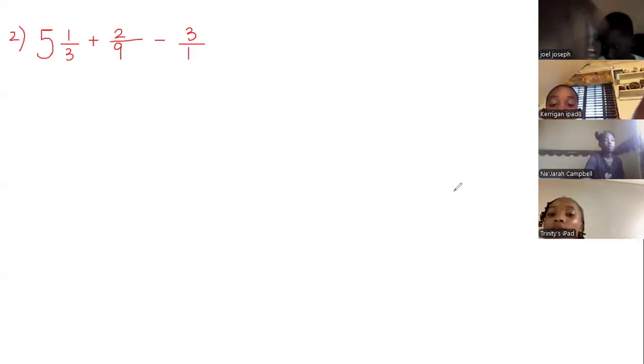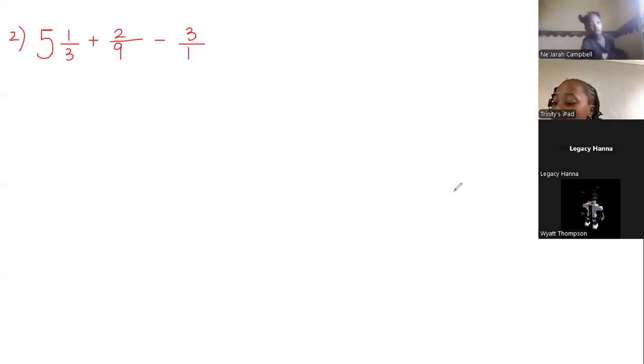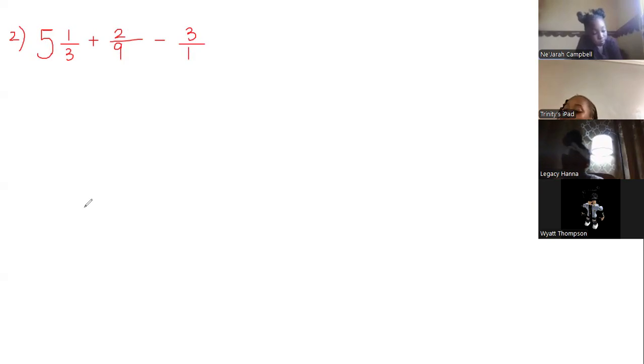Change the mixed number to an improper fraction. Very good. Change the mixed number into an improper fraction. Wyatt, what is the first thing we're gonna do? 5 times 3 plus 1. Very good. So we're gonna say 5 times 3 and then add 1.